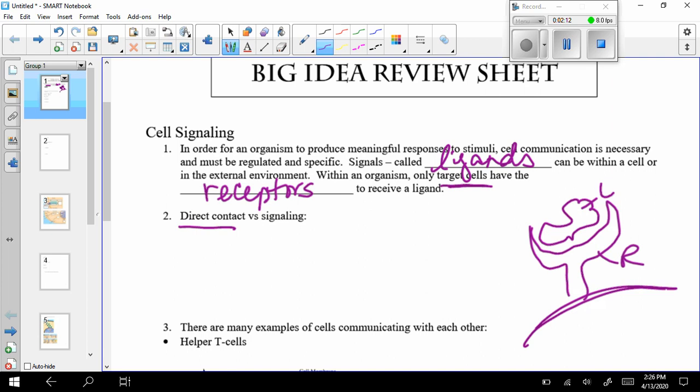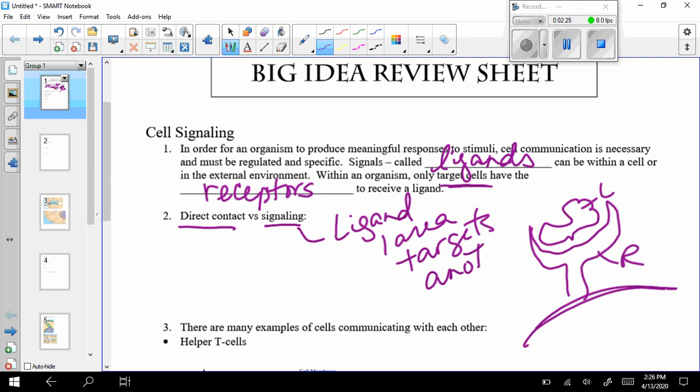All right, direct contact versus signaling. So signaling is when you have a ligand that is released in one area that targets another area. This is a great example. This molecule could have been traveling through your blood and then it's picked up by a receptor and it works. A great example, in reproduction, is that your eggs are only going to be stimulated to go through ovulation when follicle stimulating hormone from your brain targets the ovary. That hormone is going to travel throughout your entire body, but it only has receptors in the ovary, so it only works on follicles.